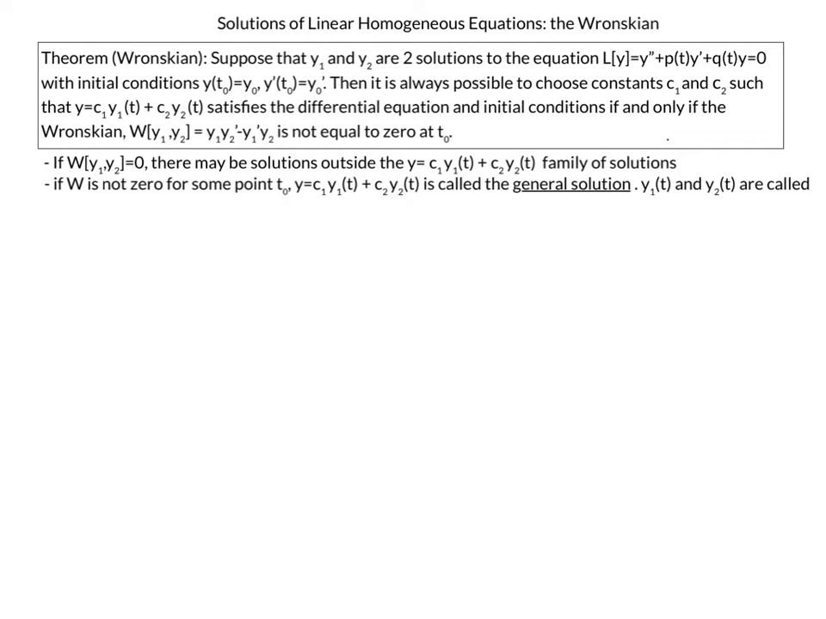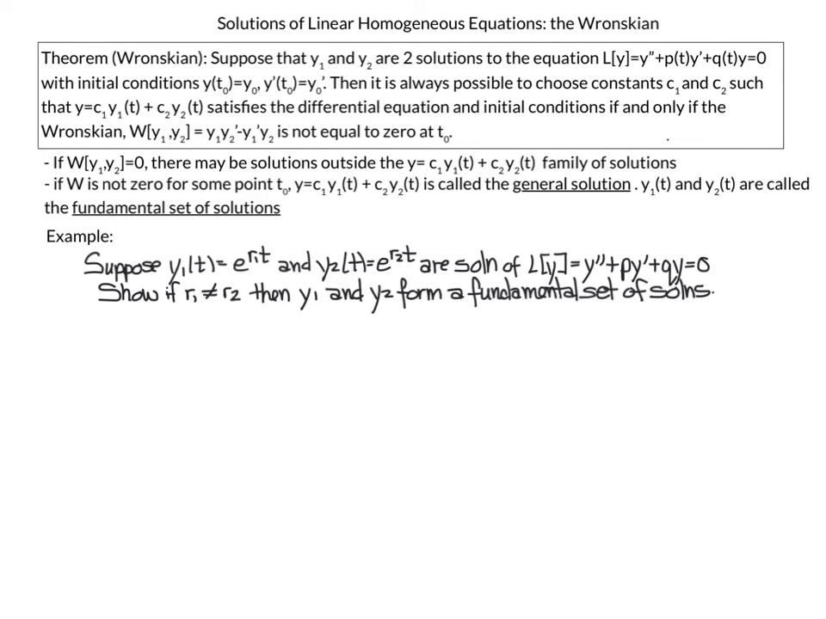So if the Wronskian is equal to 0, there may be solutions that are not of the form of the linear combination of y1, y2. And remember, the Wronskian is with respect to the particular y1 and y2 you choose. Now, if there is a point where the Wronskian is not 0, then this linear combination does encapsulate all of the solutions, and it is called the general solution. And also y1 and y2 are called the fundamental set of solutions.